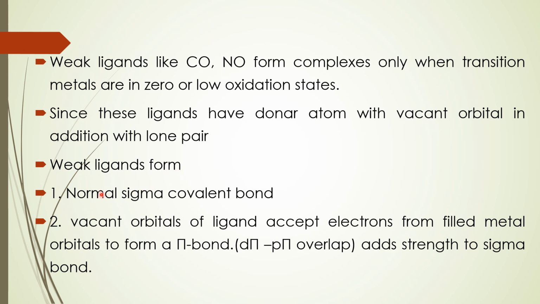Generally, weak ligands form a normal sigma covalent bond where ligands donate electrons to the metals. Then again, the vacant orbitals of the ligand will accept the electrons from the filled d orbitals of the metal to form a pi bond. Generally, we call it a d pi p pi overlap, which adds extra strength to our sigma bond.